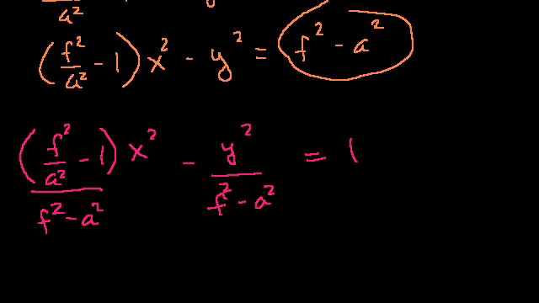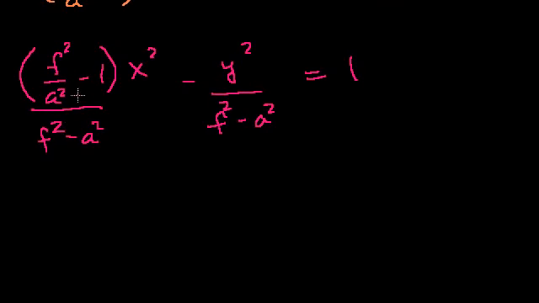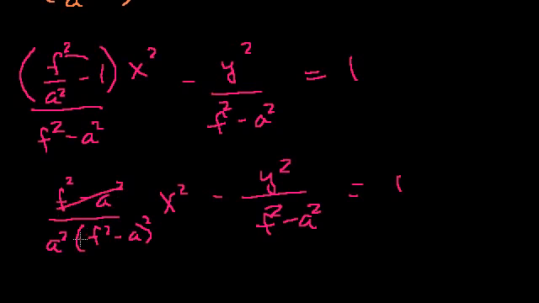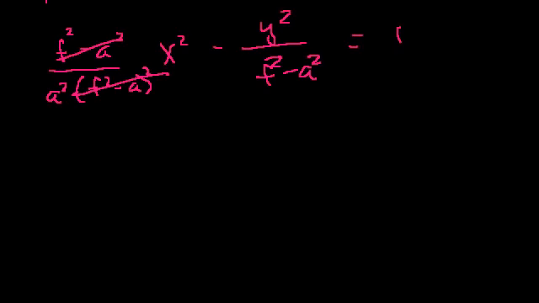Let's see if I can simplify this. If I multiply the numerator and the denominator by a squared, right? As long as I multiply the numerator and the denominator by the same number, I'm just multiplying by 1, so I'm not changing anything. So if I do that, the numerator becomes f squared minus a squared. I'm just multiplying that times a squared. And the denominator becomes a squared times f squared minus a squared. And all of that times x squared minus y squared times f squared minus a squared is equal to 1. This cancels with this. And we get something that's starting to look like the equation of a hyperbola.